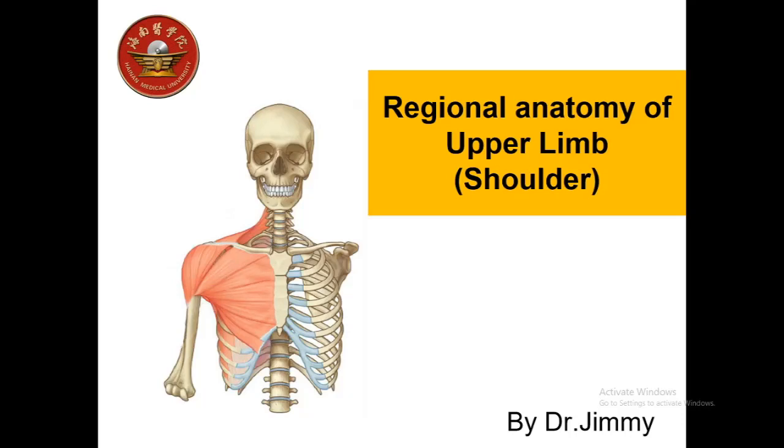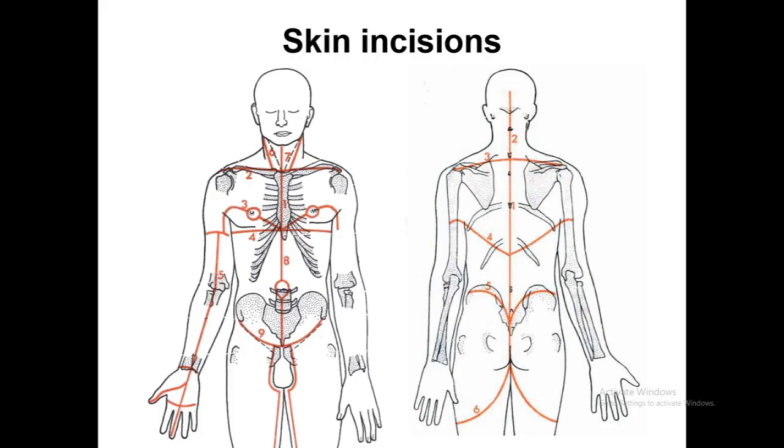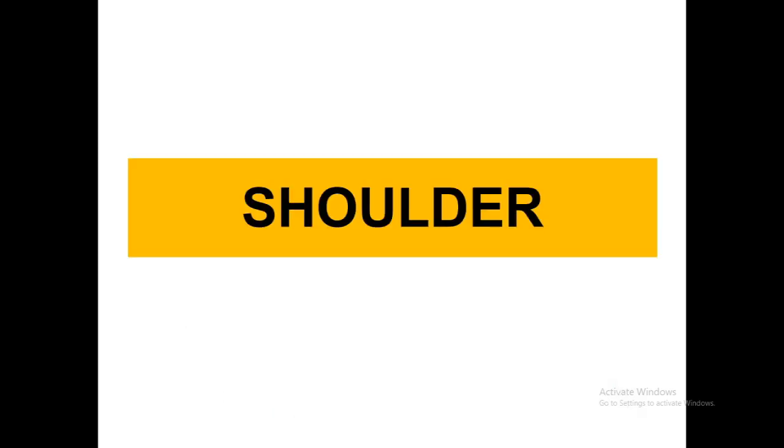Hello students, today we are going to learn about the anatomy of the upper limb, in which the shoulder is our main topic. We will start from the shoulder. So let's begin with the outlines. These are the points of dissection from the anterior and posterior views.